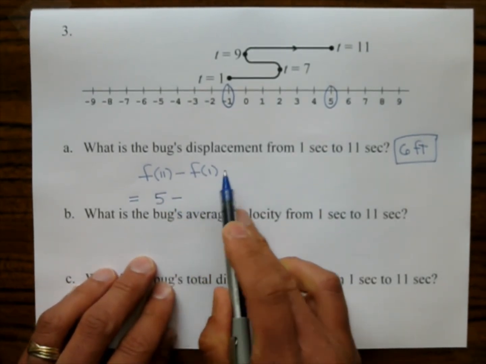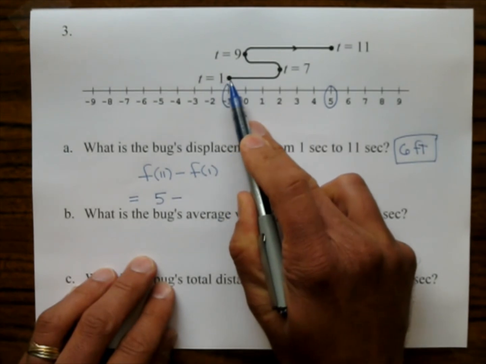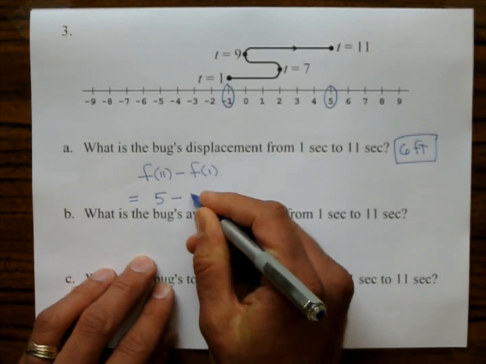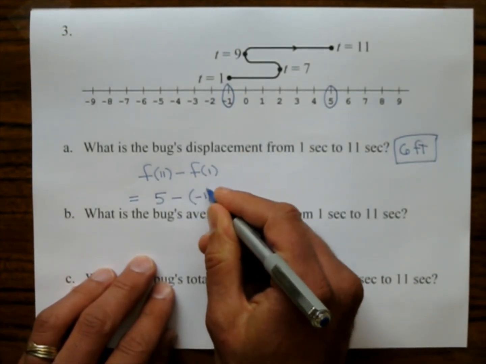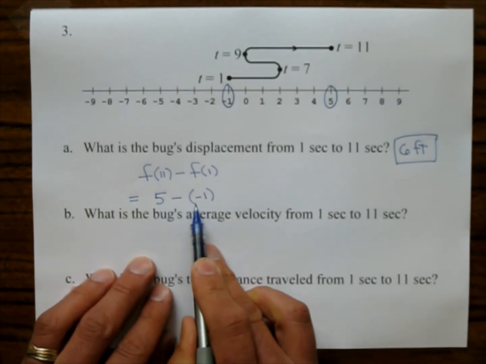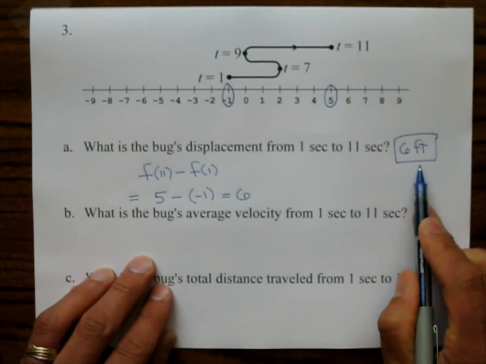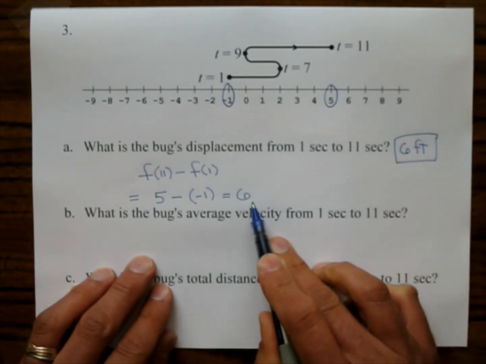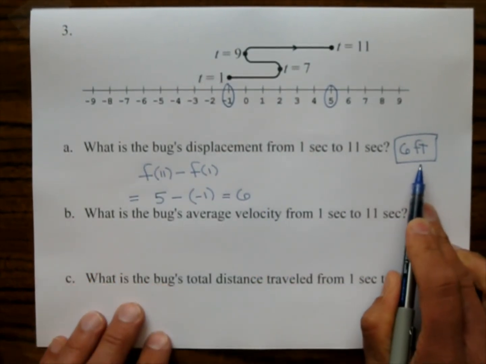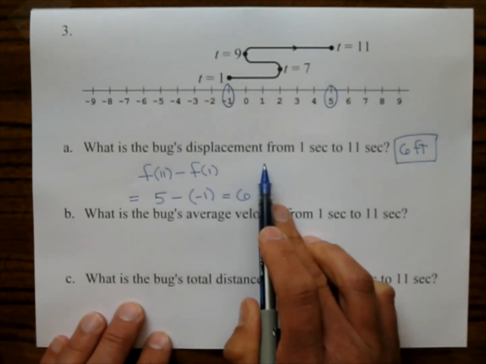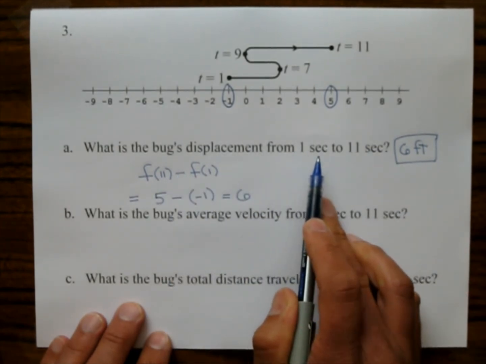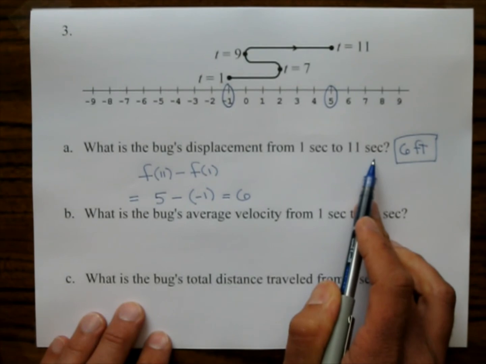Minus f of 1. So at time 1, the bug is sitting where? He's sitting at -1 on the number line. So look at this. 5 minus -1 gives you 6, which is exactly what we have here. You have to put your units, but I already have the answer there. So that is the bug's displacement from 1 second to 11 seconds.